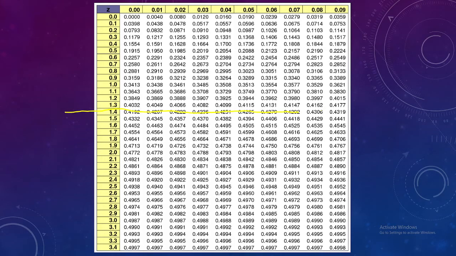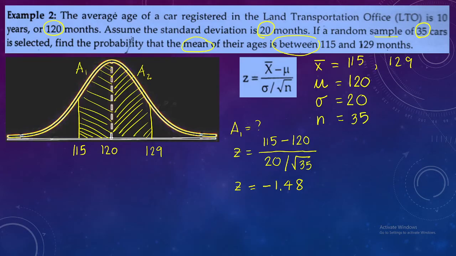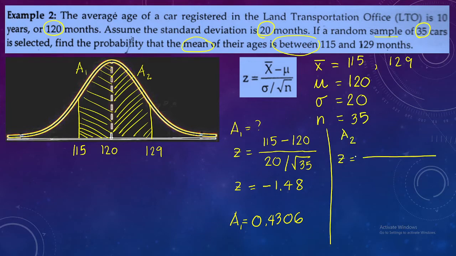What is our area if z is 1.48? 0.4306. Okay, 0.4306. This is area 1. Now let's go to the second area. So our z, this time the sample mean is 129. The population mean is still 120. The standard deviation is still 20 divided by the square root of 35. So how much do you get when you solve this one?